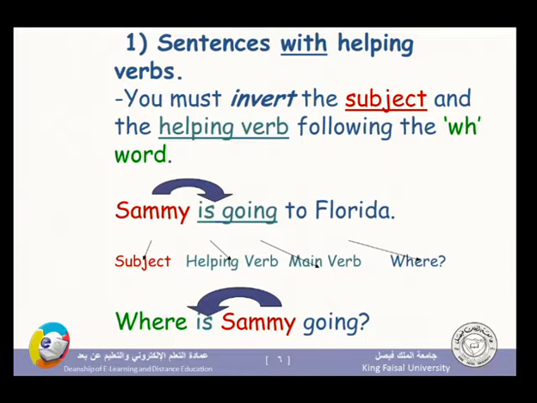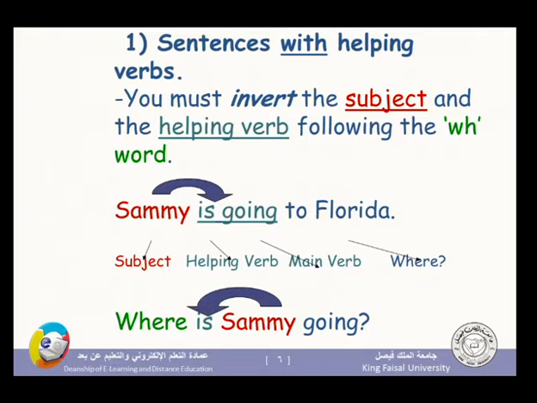Inversion, or inverting the auxiliary with the subject, locating it before the subject. Then you add the WH. If you ask about the place, where is to be used. If you ask about time, when is to be used. If you ask about the person, who is used, and so on and so forth. But the rule stays as it is all the time.